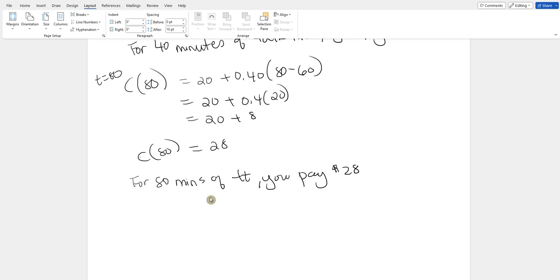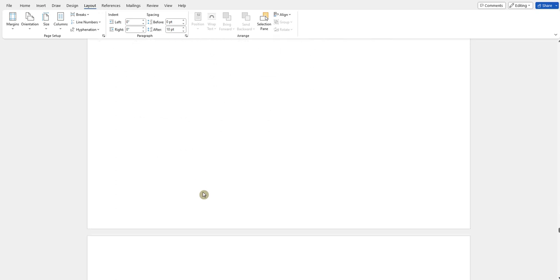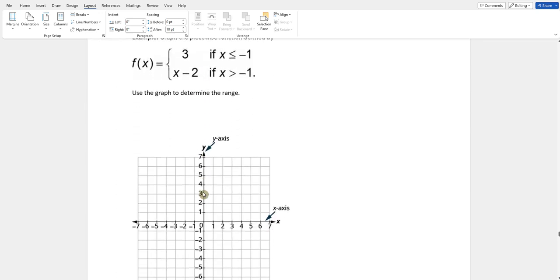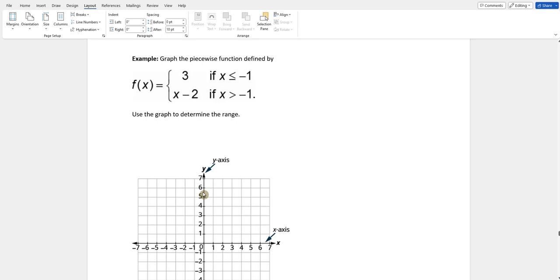Now let's talk about how to graph a piecewise function. As you can see, we have two different equations. When you graph them, you're going to graph it in pieces. That's why they call it a piecewise function. For the first one, we have f of x is equal to 3 when x is less than or equal to -1, and f of x is equal to x minus 2 when x is greater than -1.